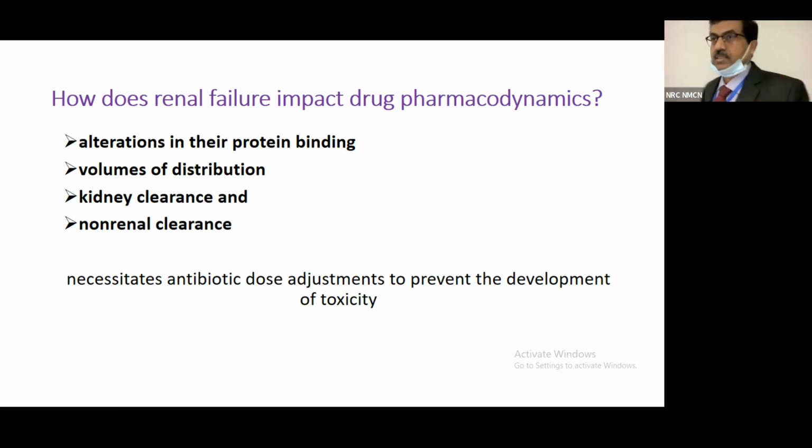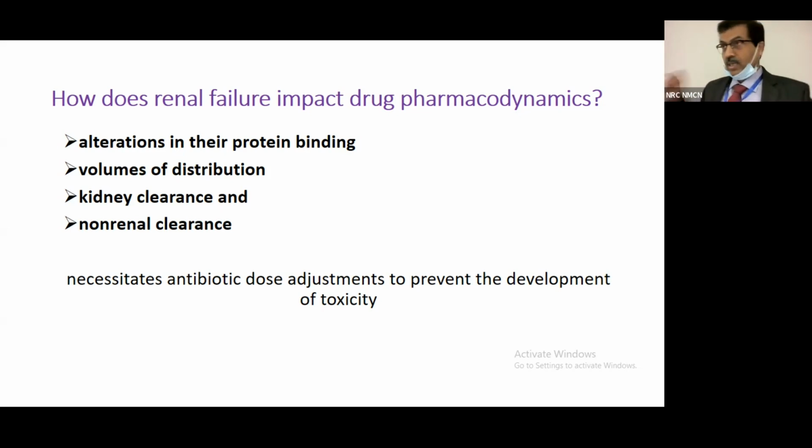Volume of distribution, that is also important. When there is no normal urine output, what will happen? The patient's volume of distribution, which you usually assume to be 60 to 70% of body weight, might go up. So that might be larger. Kidney clearance is another important factor. Your GFR is low, so the excretion would not be normal, as given in the textbooks or the drug leaflets. So it might be different depending upon your GFR.